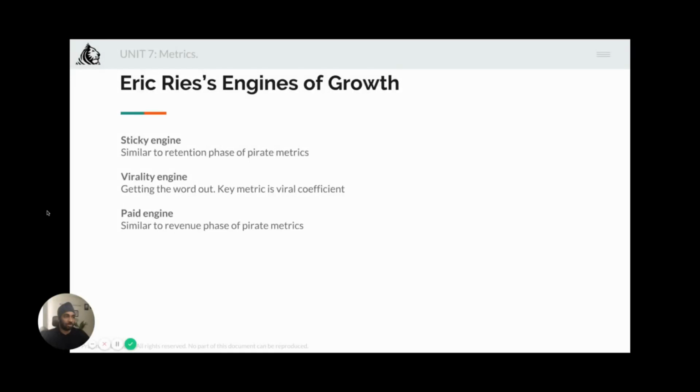So beyond R and heart, which are way more, I'll say, actionable frameworks, there are a couple of others which I just want to touch upon. So in Lean Startup, Eric Ries talks about three engines that drive the growth of a startup. Each of these has associated key performance indicators. So one is sticky engine. The sticky engine focuses on getting users to return and to keep using your product. It's akin to Dave McClure's retention phase.